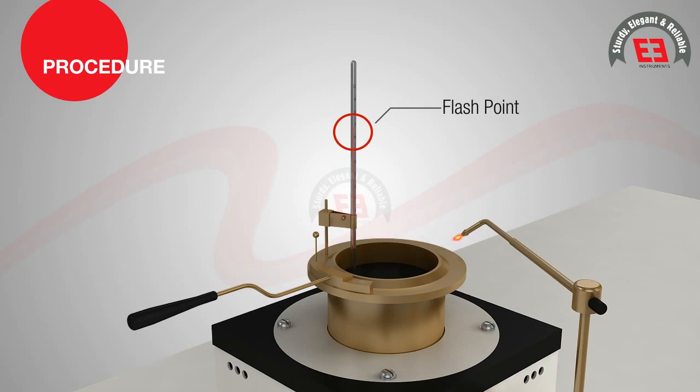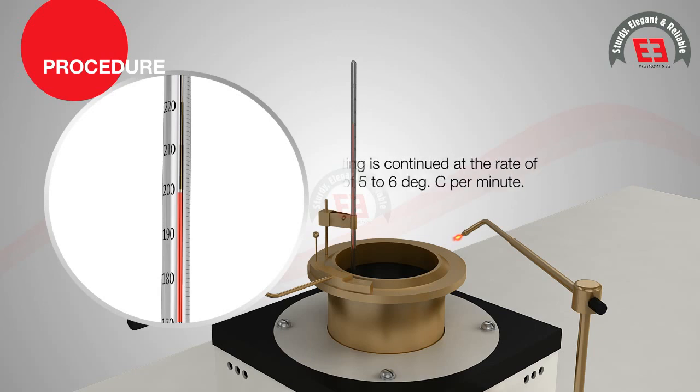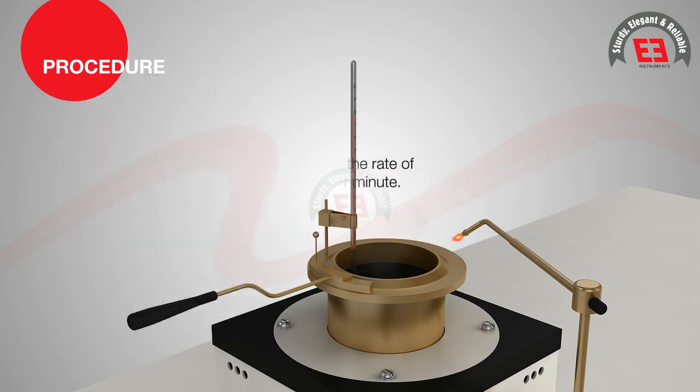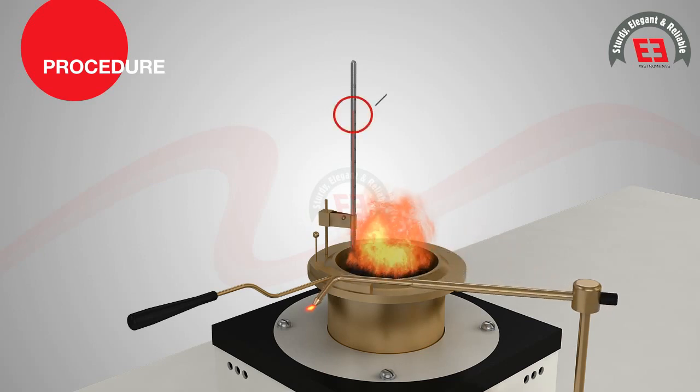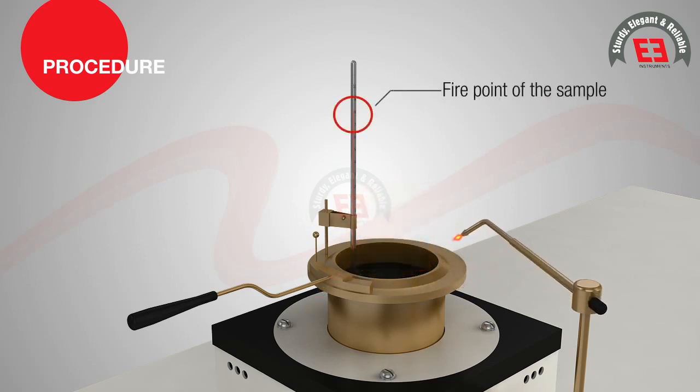After determining the flash point, the heating is continued at the rate of rise of 5 to 6 degrees Celsius per minute. An application of test flame is continued and when the sample ignites for minimum period of 5 seconds, at that instance, temperature indicated on the thermometer is noted as fire point of the sample.